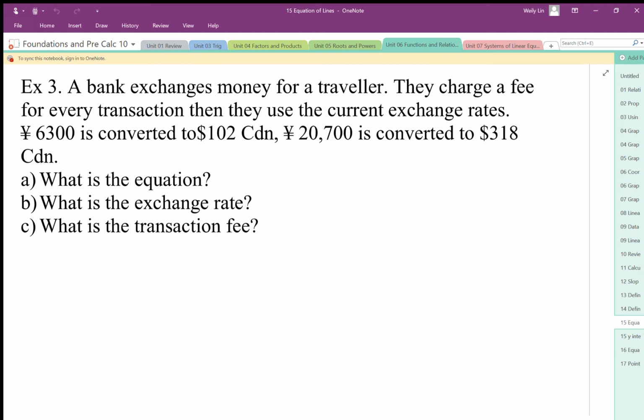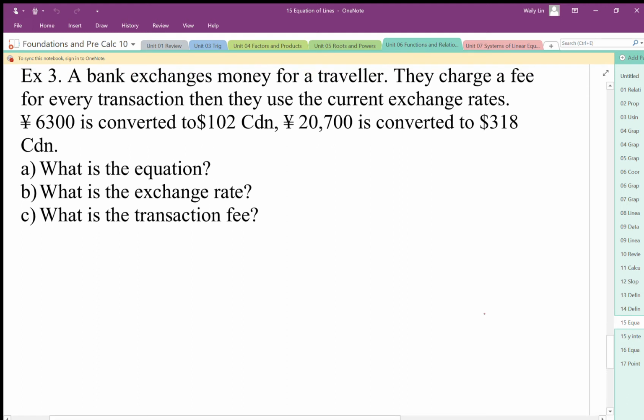A bank exchanges money for a traveler. So they charge a fee for every transaction. So there's an initial cost, and then they use the current exchange rates. So it looks like here that a person is converting yen into dollars.